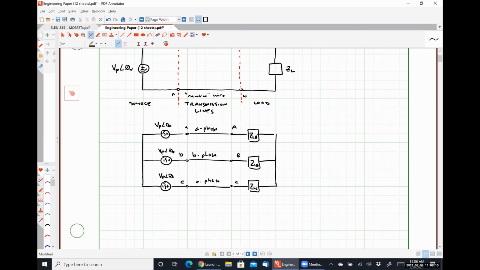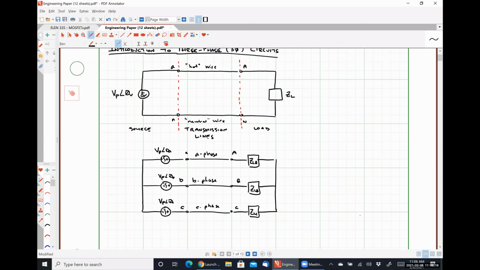So before we do that though, can anybody think about why we might use a three-phase distribution system? Like why we would use what I've drawn here on the bottom versus what we have here on the top, specifically to transmit power maybe over long distances. Anybody have any thoughts?